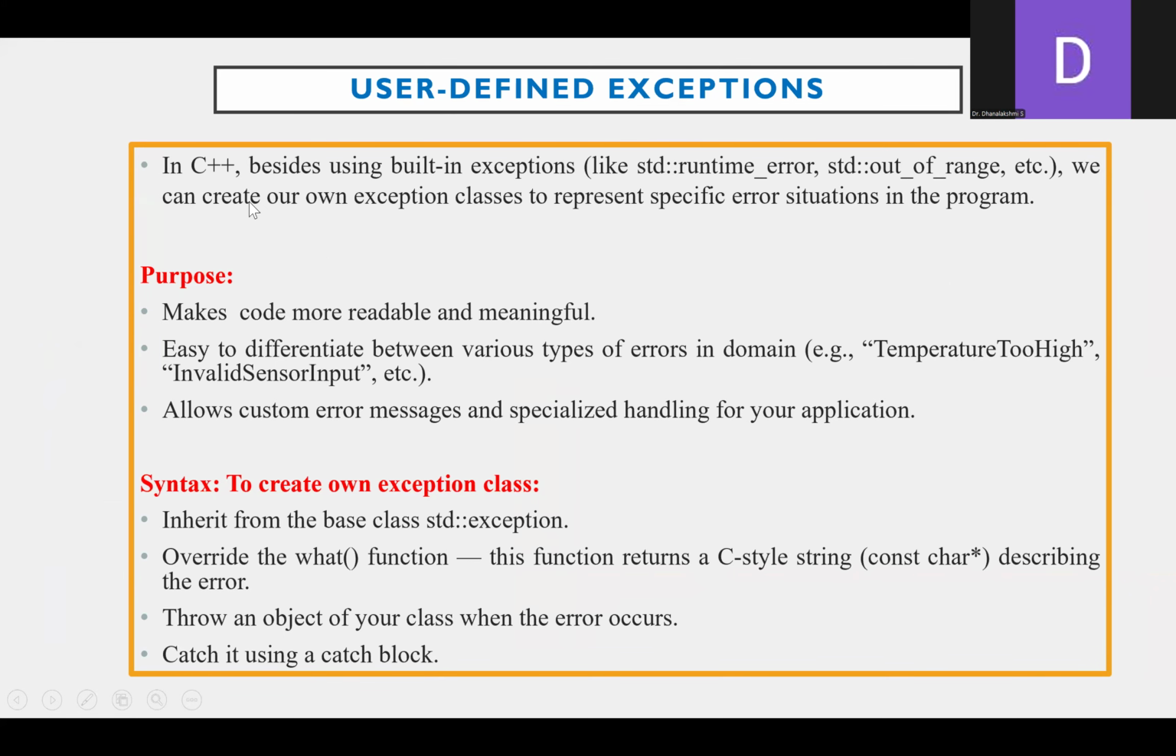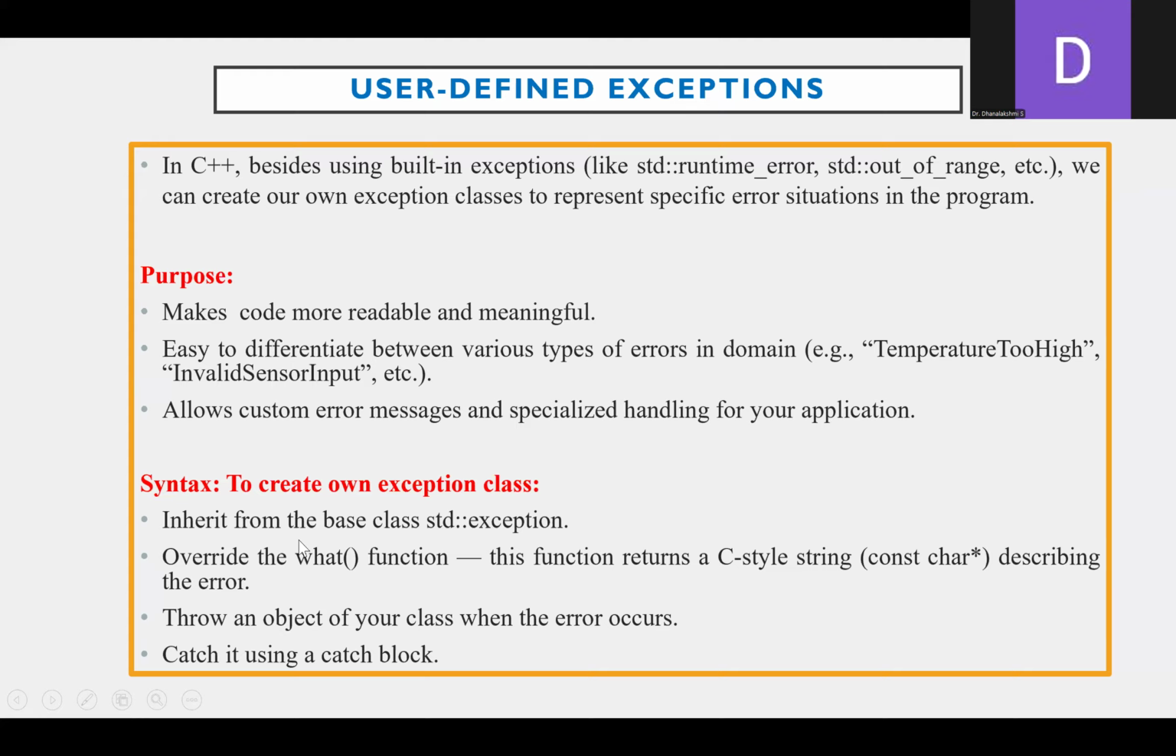And here in C++, besides using built-in exceptions like std::runtime_error, std::out_of_range, etc., we can create our own exception classes to represent the specific error situations in the program. The main purpose is to make code more readable and meaningful, and easy to differentiate between various types of errors in a domain. For example, temperature too high, invalid sensor input, etc. You can define your own user-defined types. It allows custom error messages and specialized handling for your applications.